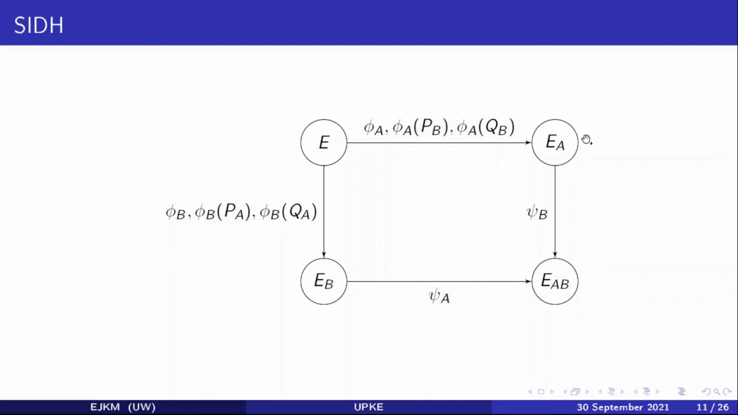The public key of Alice is the curve EA and the auxiliary point of the B torsion on E. And for Bob, it is the curve EB and the auxiliary point on the A torsion with the isogeny phi B. And also the shared secret at the end is the final curve EAB that commutes this diagram.